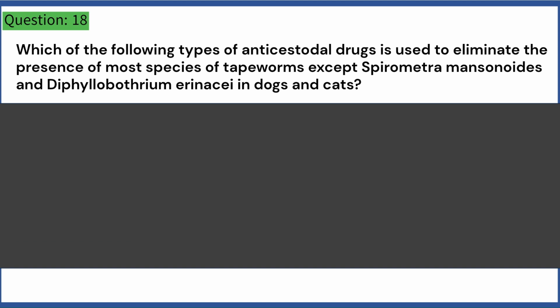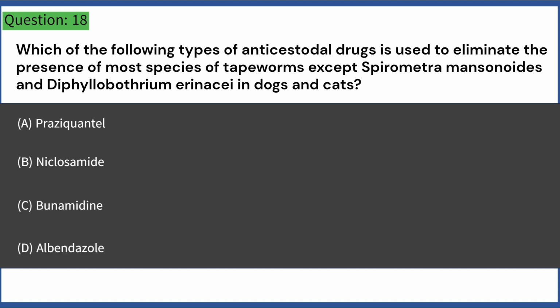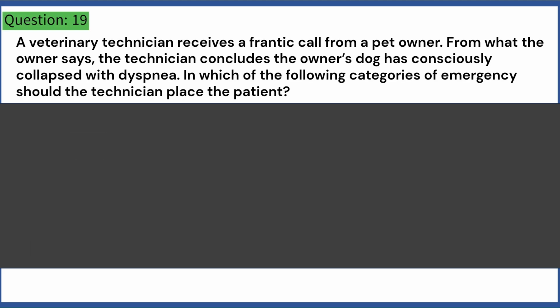Which of the following types of antiparasitic drugs is used to eliminate the presence of most species of tapeworms except Spirometra mansonoides and Diphyllobothrium erinacei in dogs and cats? A. Praziquantel. B. Niclosamide. C. Bunamidine. D. Albendazole. Answer A. Praziquantel.